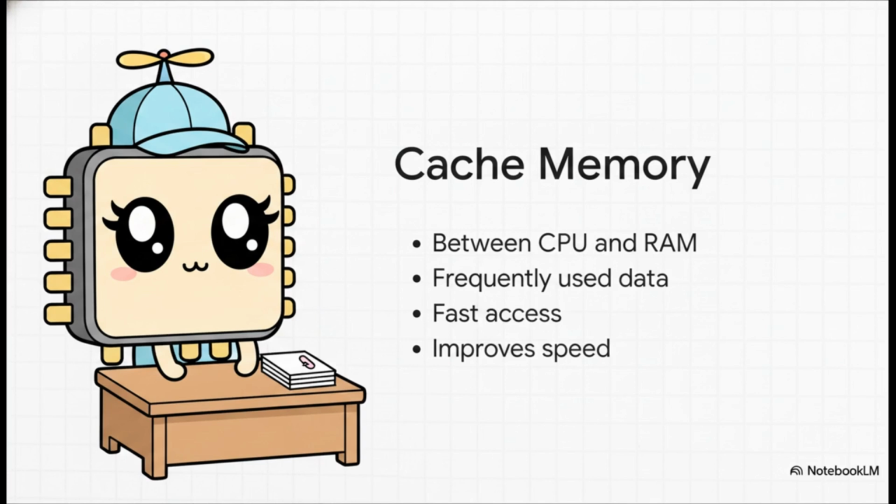Moving down one step, we hit cache memory. So if registers are the paper in your hand, cache is like keeping a few really important papers right on top of your desk. It sits perfectly right between the CPU and your main memory. Its job is to store frequently used data, so your CPU doesn't have to go searching far to find what it needs. Access is super fast, literally just reaching out and grabbing it from the desk. But because it's so fast, it's pretty expensive to make. That's why your computer only has a small amount of cache. But trust me, having it there makes a massive difference in your overall speed.